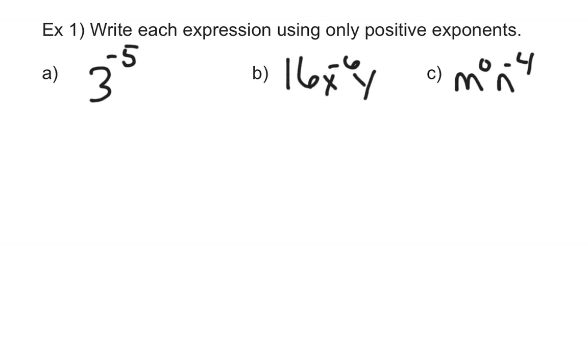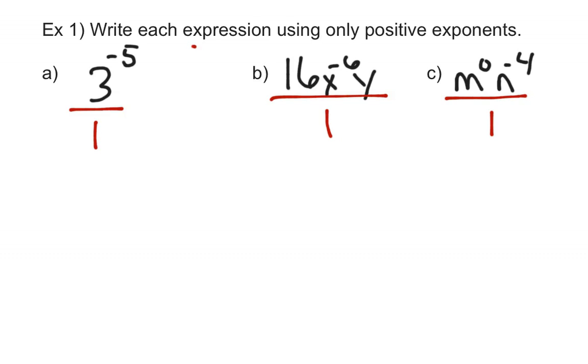Write each expression using only positive exponents. So this is just a question to get us used to playing around with how we move these. Now the first thing that I notice is these are not fractions. You don't see anything where we have something underneath the fraction bar. But we can make these fractions if we want to, simply by writing them over 1. So really these are all numerators.